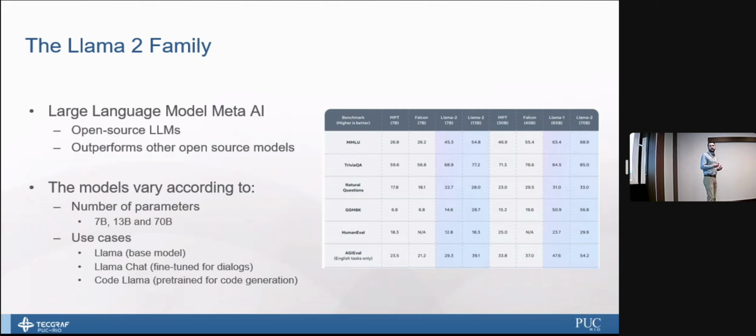And the models vary according to, first, the number of parameters. So we have the 7 billion option, the 13 billion, and the 70 billion one, the biggest one. And also according to the use cases. We have the base model, which is not fine-tuned for dialogues. We have Llama Chat, and then we have Code Llama, which is pre-trained for code generation.